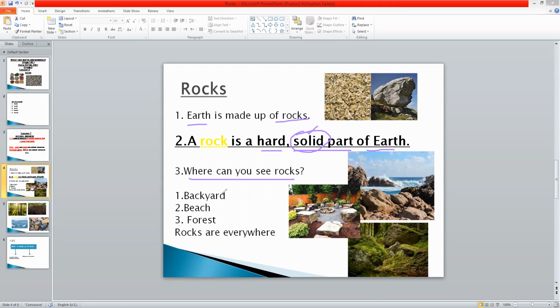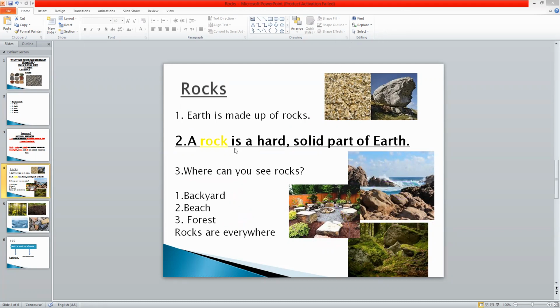And where can you see rocks? You can see them in your backyard. This is a picture of a backyard. You can see them at the beach. You can see them in the forest. Rocks are everywhere.